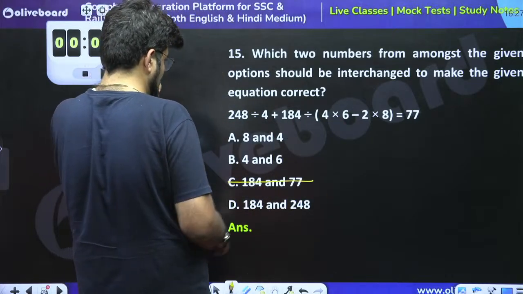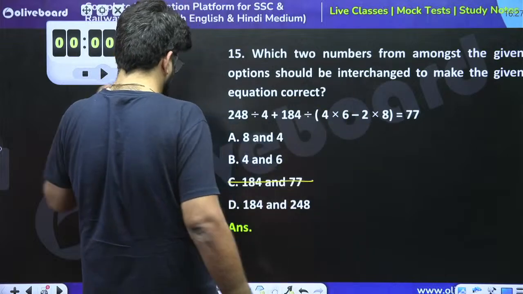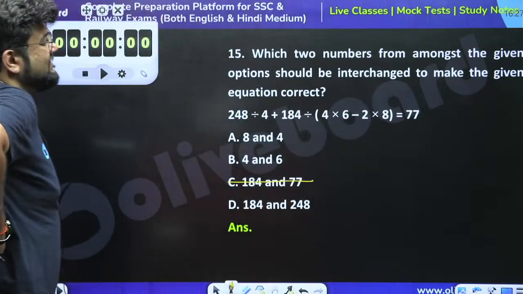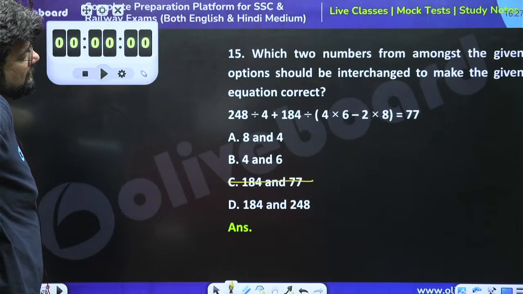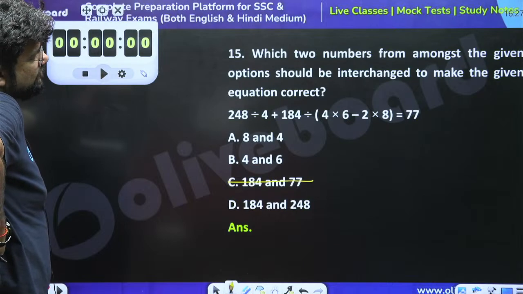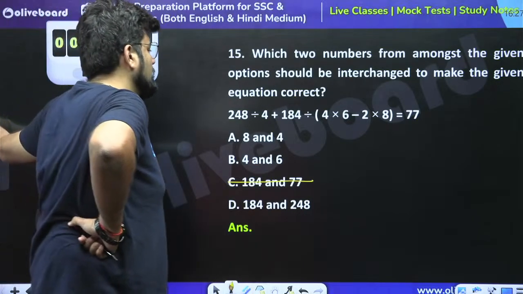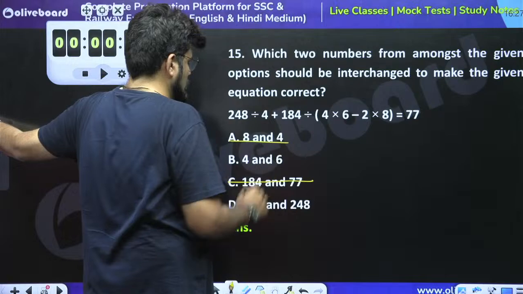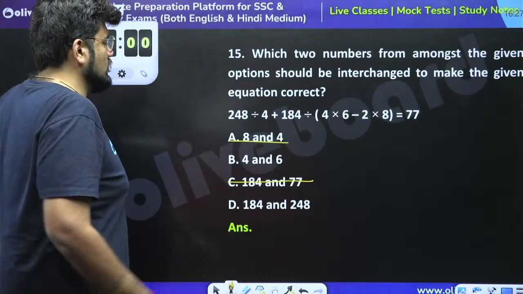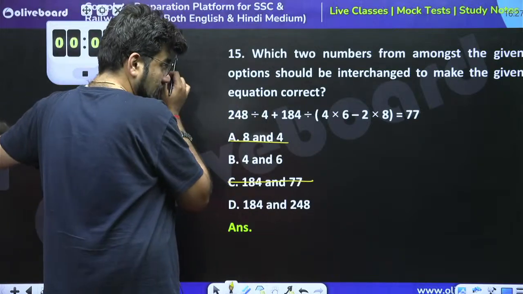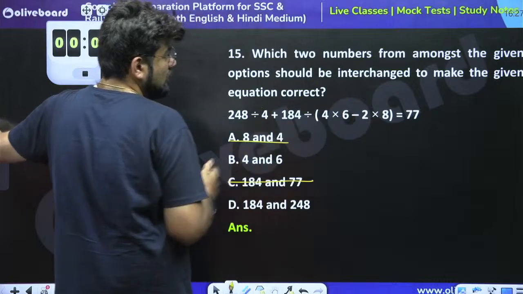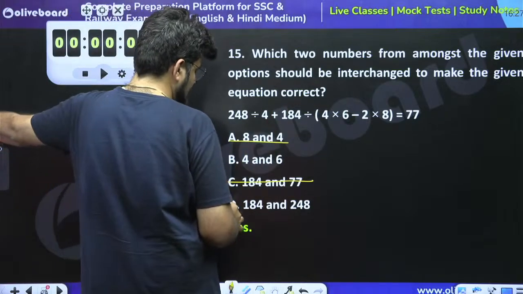8 and 4, if I change 48 minus 8, 40. 184 will not be divisible by 40, so this is also useless. 4 and 6 is useless only. I mean, yeah, we have a 4 here, but still we can change it here also, no? So I think this has to be the correct answer.